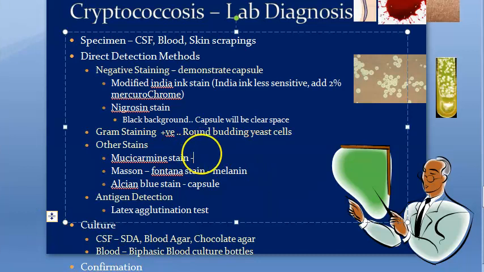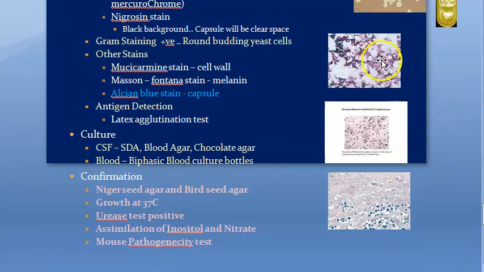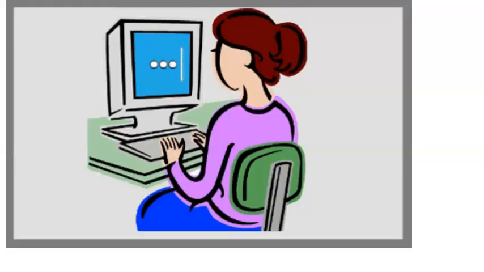Cell wall is demonstrated. Hold on. So just remember mucicarmine stain, Masson Fontana stain and Alcian blue stain. Okay, so the capsule you can demonstrate by India ink, modified India ink and Alcian blue stain. Say it: Alcian blue stain and India ink can represent the capsule. What other stains should you know? Guys, this is an important question, so please remember these stain names.